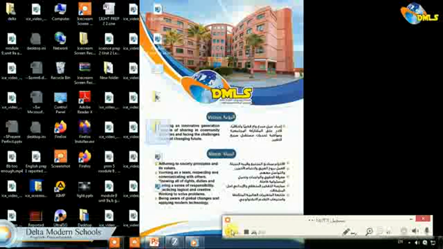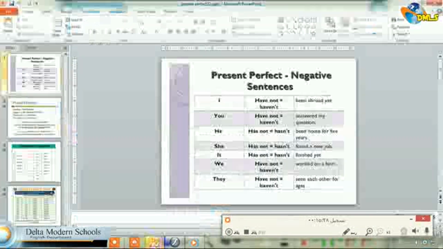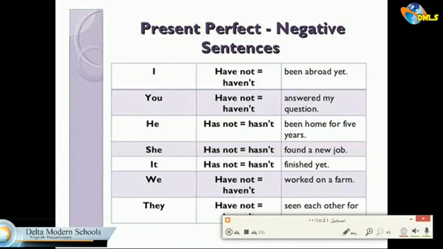Now, let's come back to the present perfect tense. Remember that we have talked about the present perfect tense for talking about experiences and unfinished time. As we can see in our examples, like I have been abroad, I haven't been abroad yet. We are talking about an experience. Or you haven't answered my questions. He hasn't been home for 5 years.